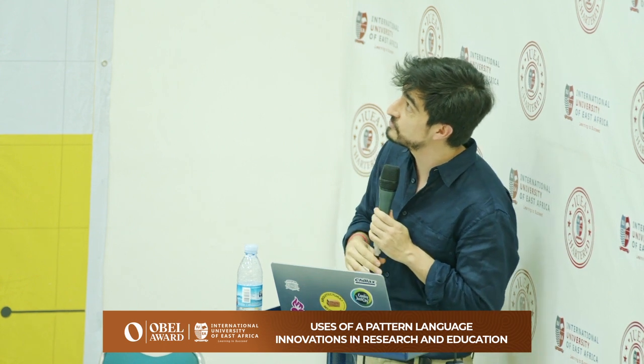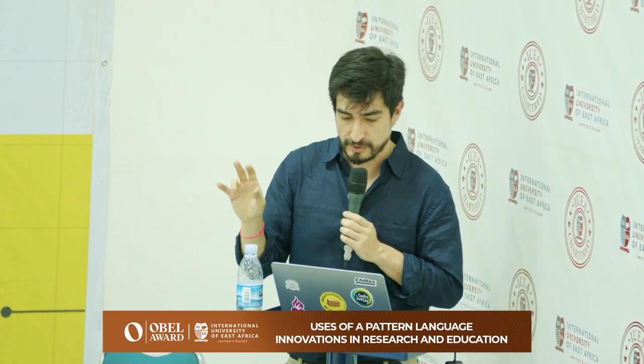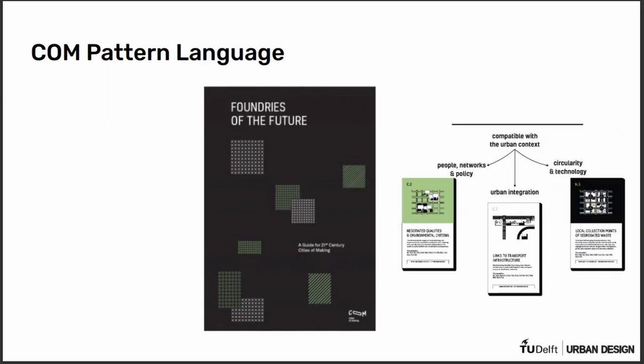And the patterns were organized according to the 3 dimensions. Although there are 3 of them, which address the question of urban integration, circularity, and people and policy, of course each pattern has more weight on one of these dimensions. So you can classify them according to them.